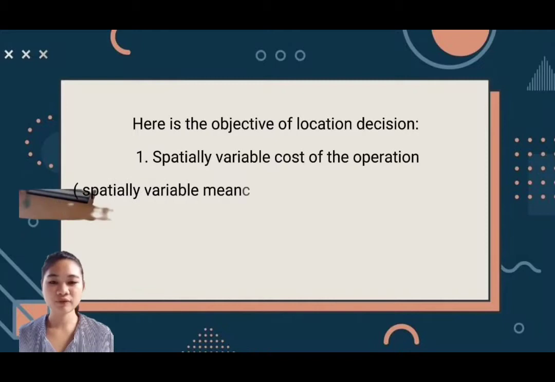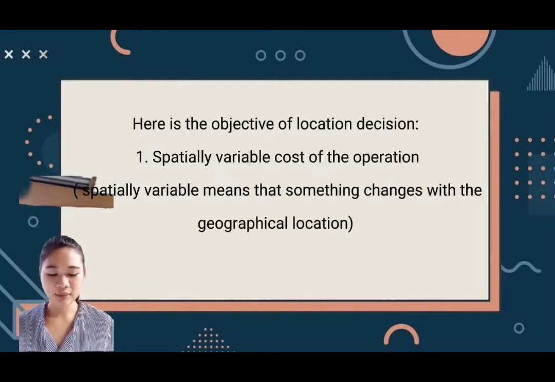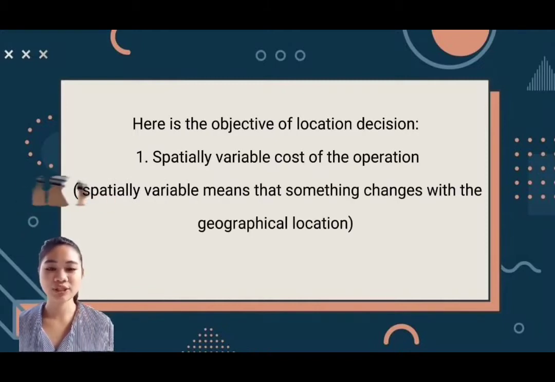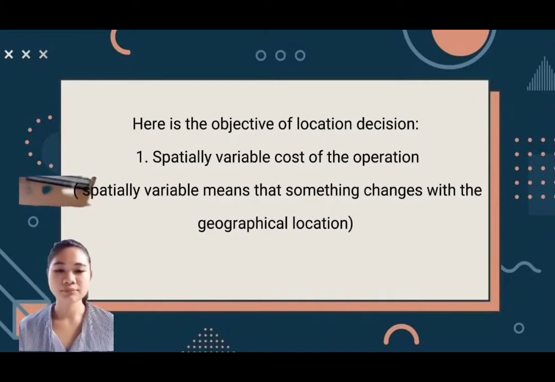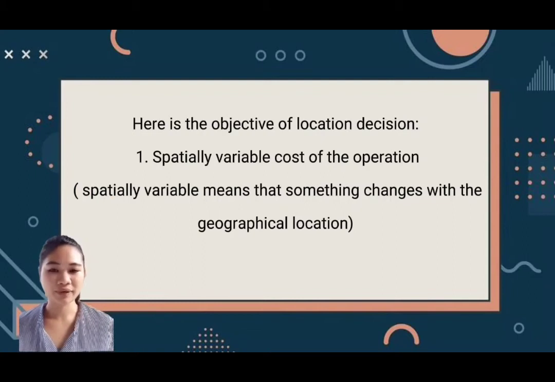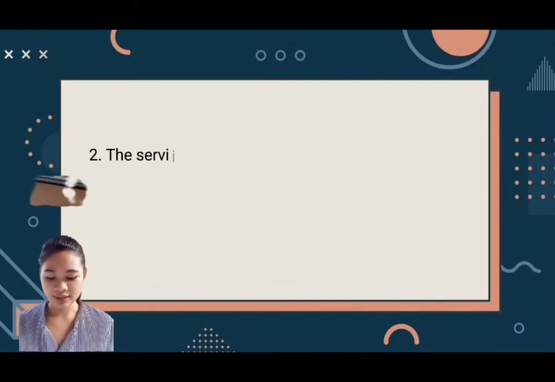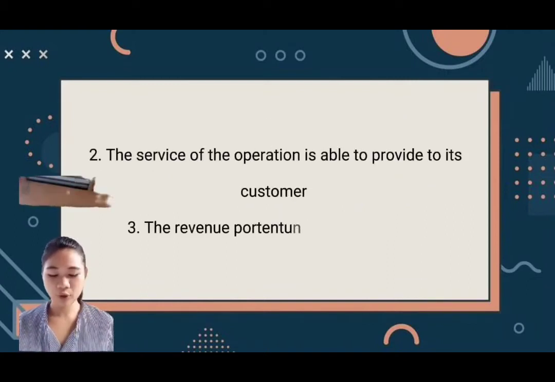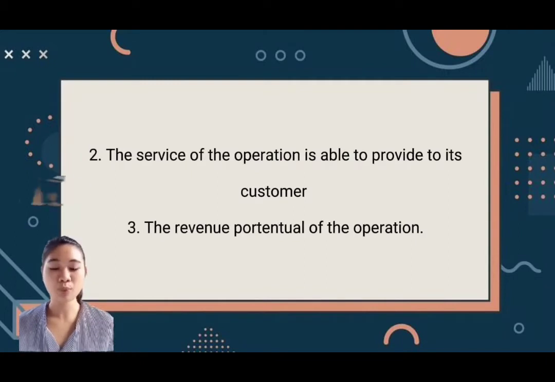The objective of the location decision. The aim of the location decision is to achieve balance between 3 related objectives. First, the spatially variable cost of the operation. Spatially variable means that something changes with geographical location. Second, the service the operation is able to provide to its customers. And lastly, the revenue potential of the operation.